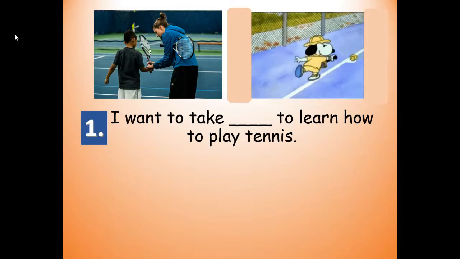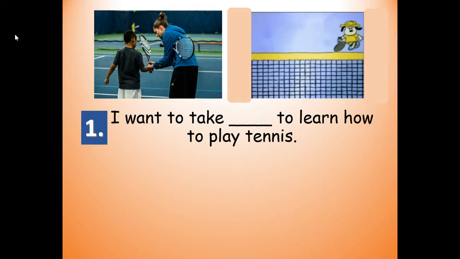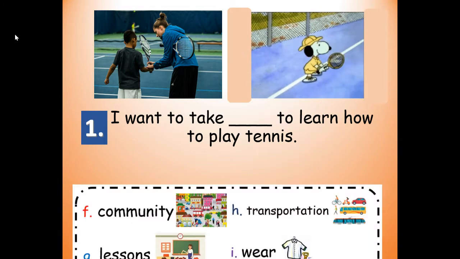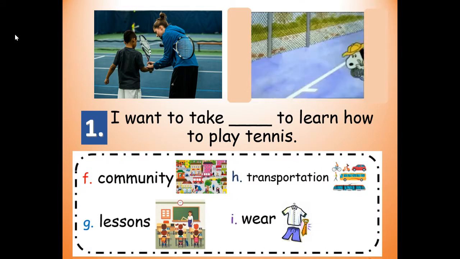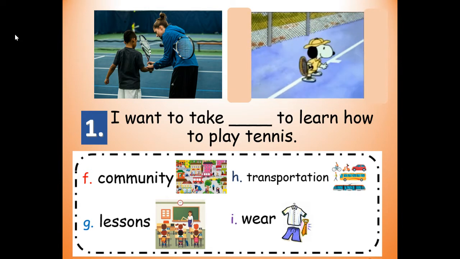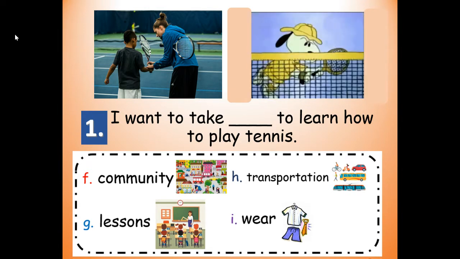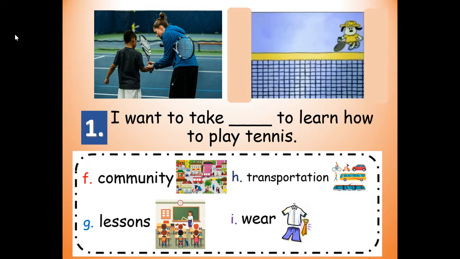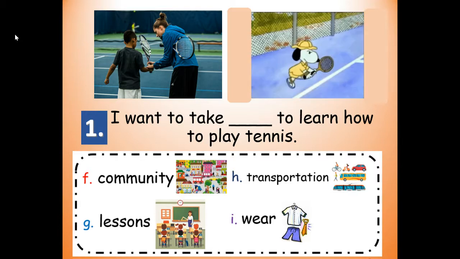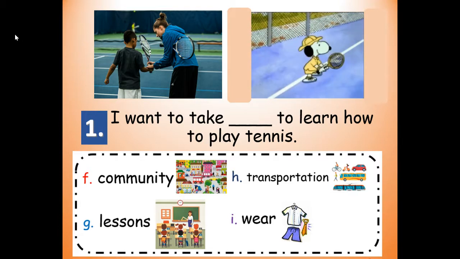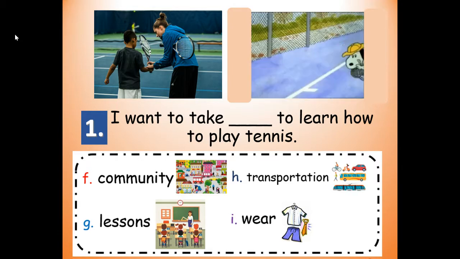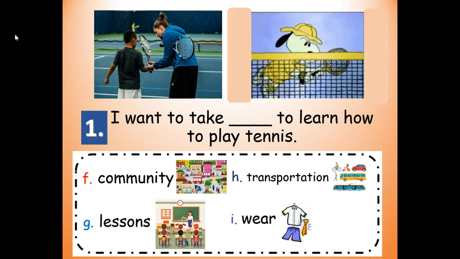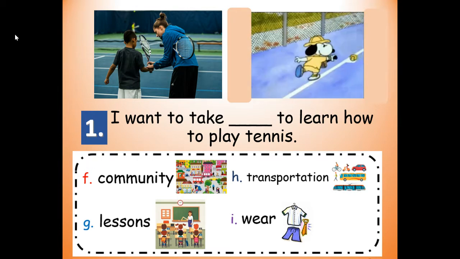All right, so now number 1, I want to take blank to learn how to play tennis. I want to take community to learn how to play tennis. I want to take lessons to learn how to play tennis. I want to take transportation to learn how to play tennis. Or I want to take where to learn how to play tennis. What makes sense given our picture clues and where the word is in the sentence?